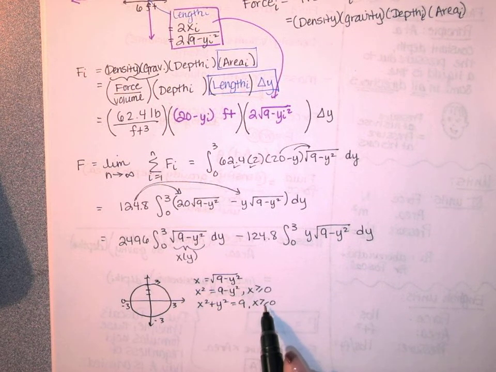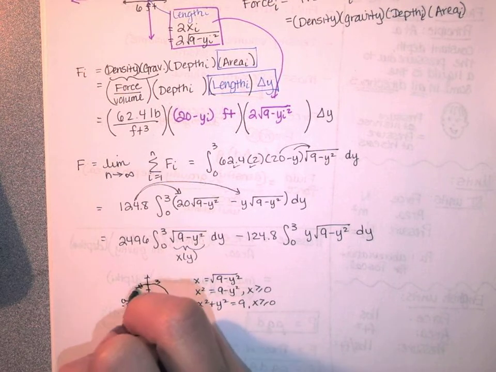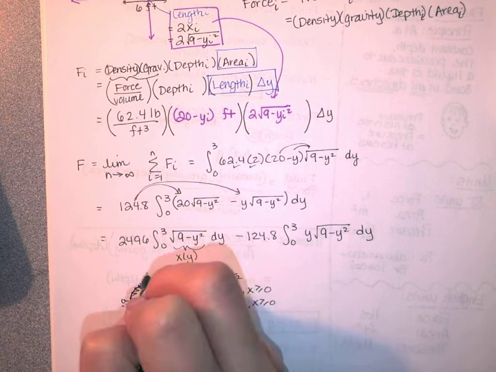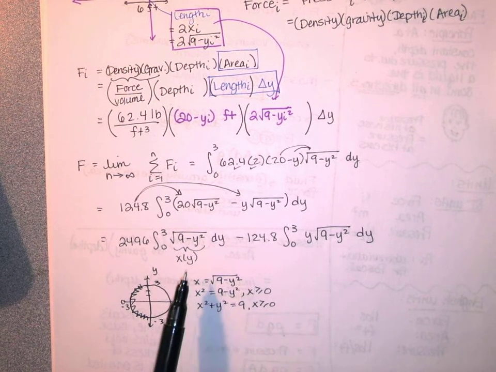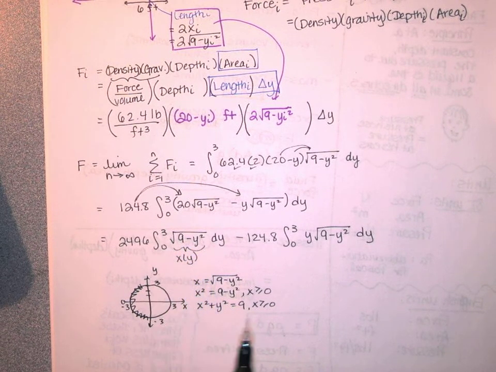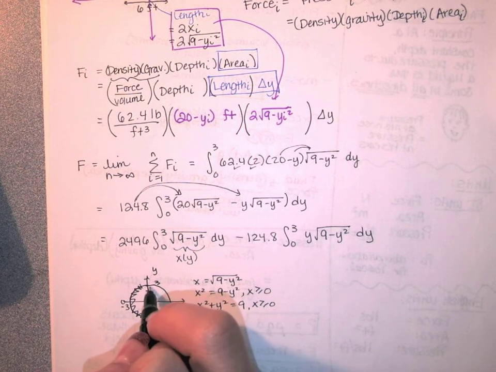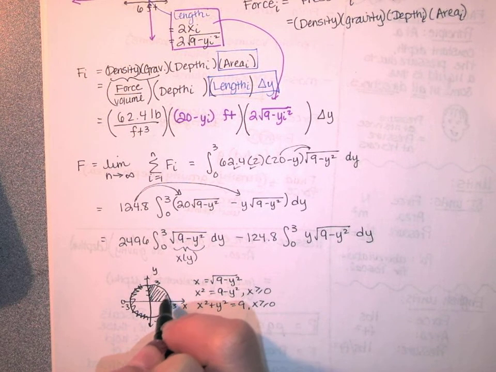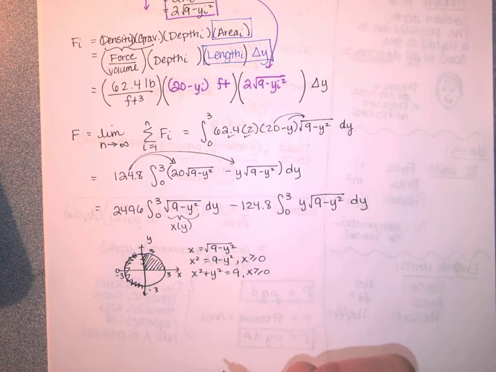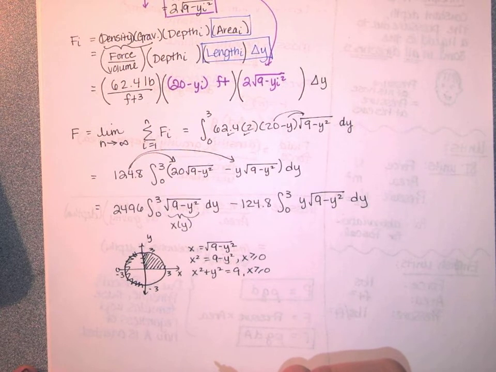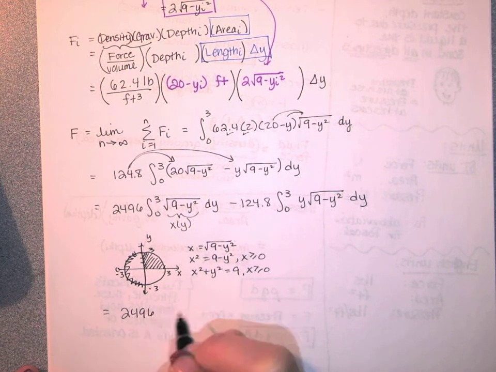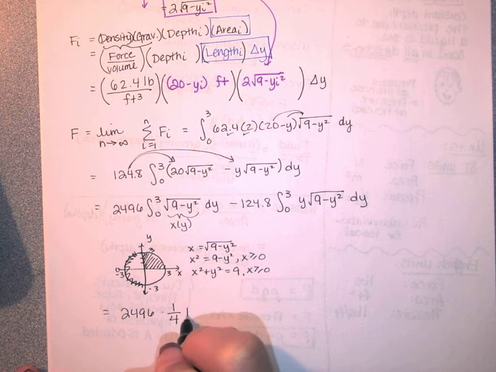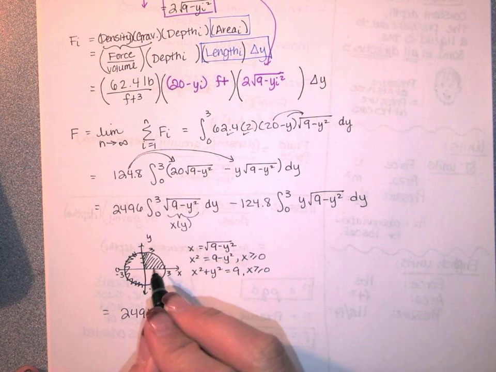But we only want the part where x is positive, so I actually don't want this part over here at all. That's where x is negative, right? And I want to integrate this function from y equals 0 to 3. I'm actually only interested in that region. Well, that's just 1/4 of the area of that circle. So I'm going to get 2496, that's still there, times 1/4 of pi r squared, and r is 3.